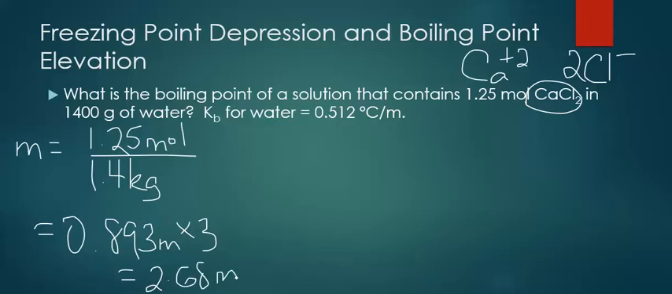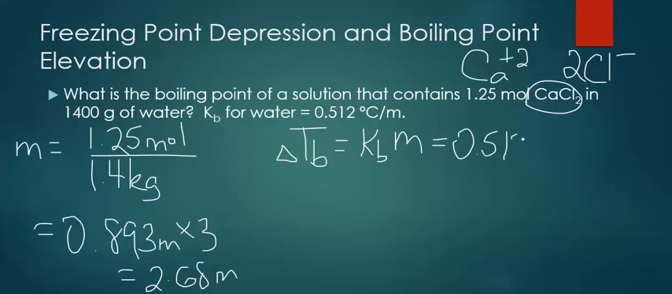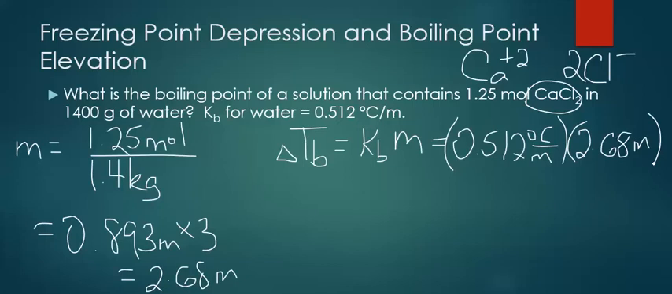2.68 molal. When I get to my delta T problem, which is delta TB equals KB, because we're in boiling point, times M. KB, we're given 0.512. And molality, we're going to use the 2.68. So if it's ionic, if it has a metal, make sure you multiply by the number of particles. So delta T for this is 1.37 degrees Celsius.